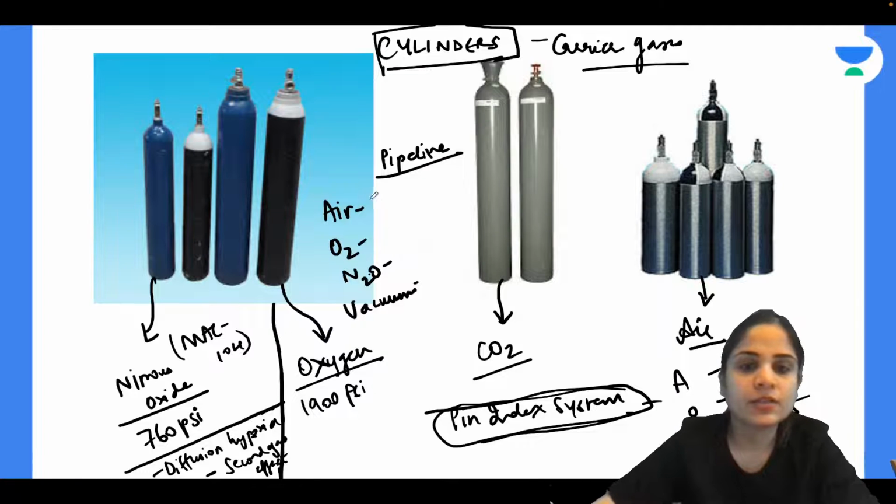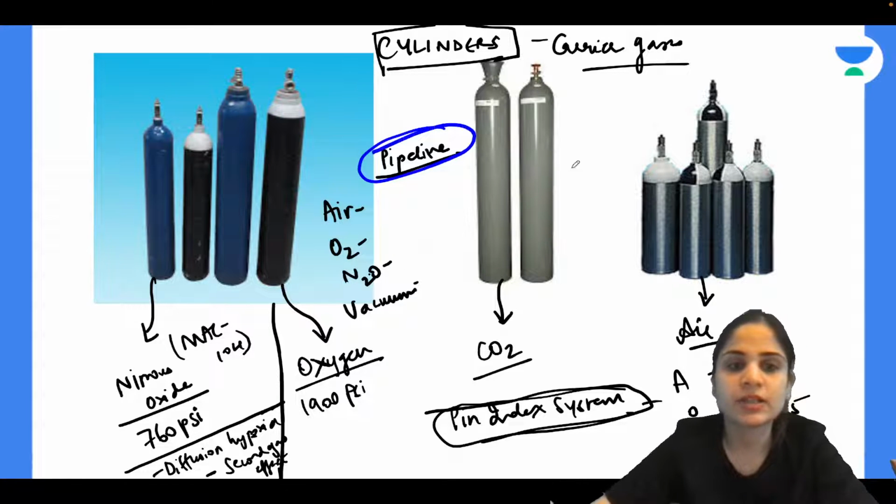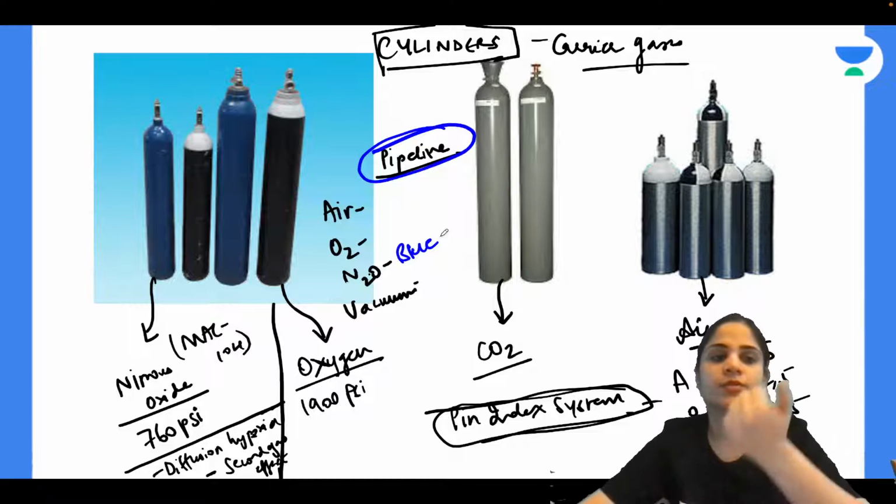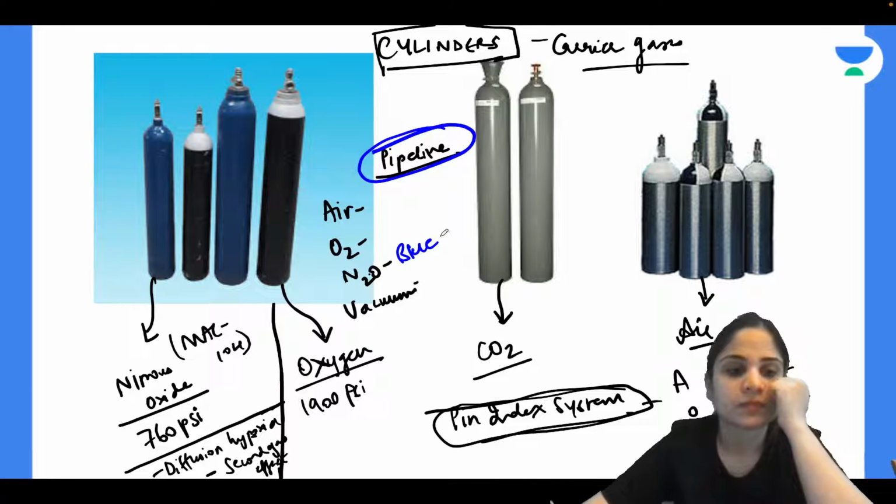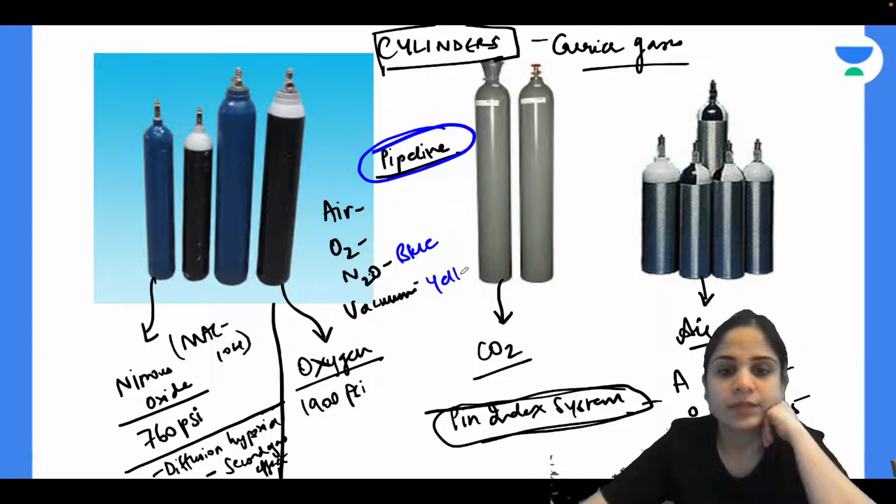Okay, anyone, color of the pipelines? Because this had come this time in NEET PG, not the color of the cylinders. They had asked color of the pipelines. So nitrous oxide color is same as that of the color of the cylinder. So that is again blue in color. Okay, color of the vacuum pipeline, any idea? Vacuum used for suction. It is yellow in color.